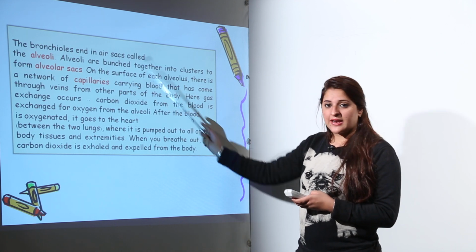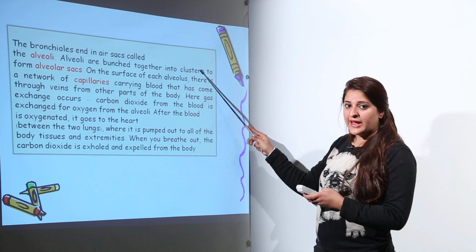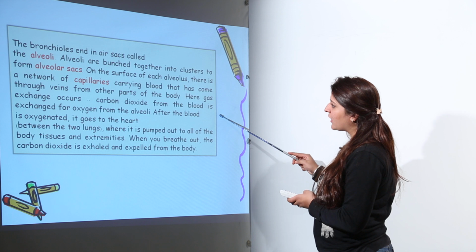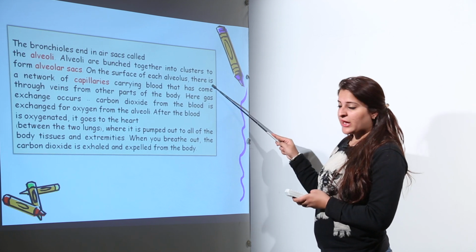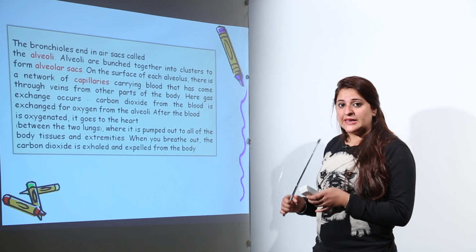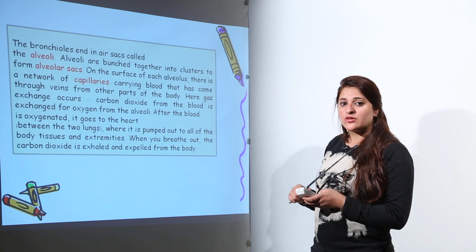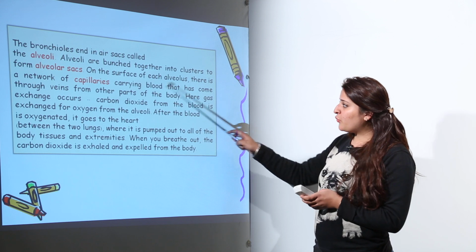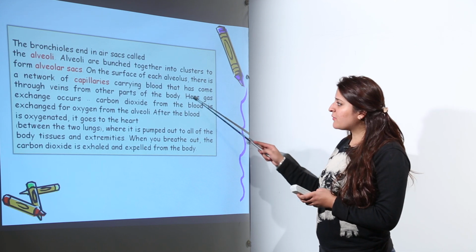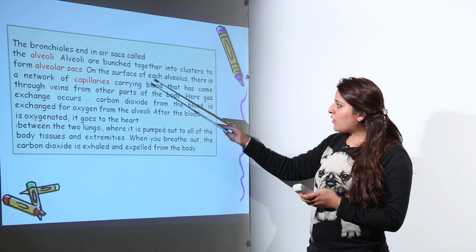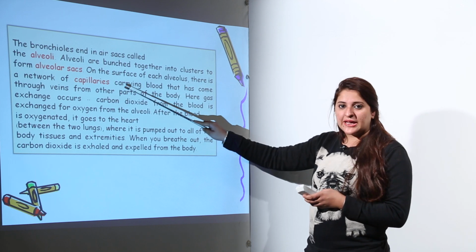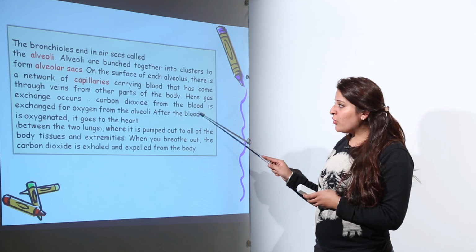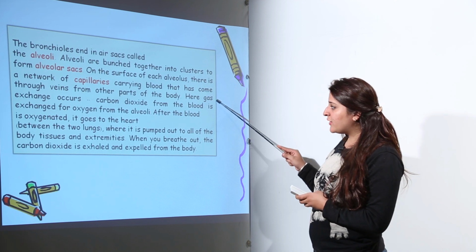So, alveolar sacs are actually the bunching of all the alveoli, forming a sac-like structure, which we call an alveolar sac. On the surface of each alveolus, you have a network of capillaries. These capillaries, placed on the surface of the alveolar sacs, carry blood that has come through veins from other parts of the body. This blood supply is provided by the capillaries, and gaseous exchange also occurs on the surface of these alveolar sacs.